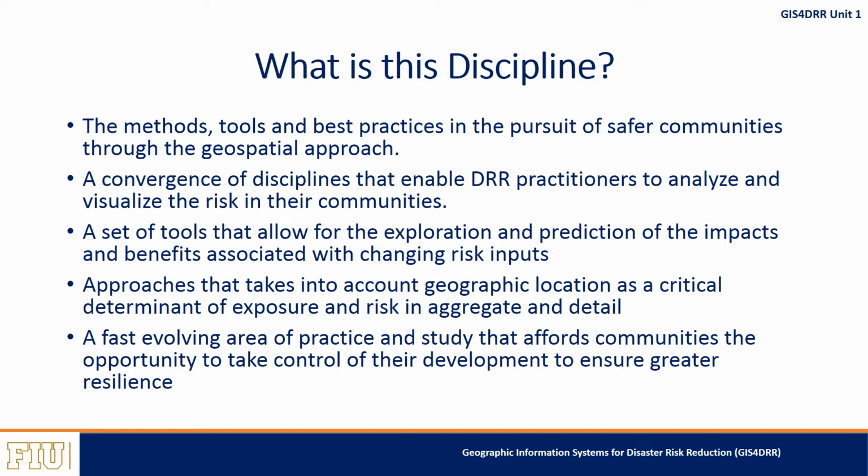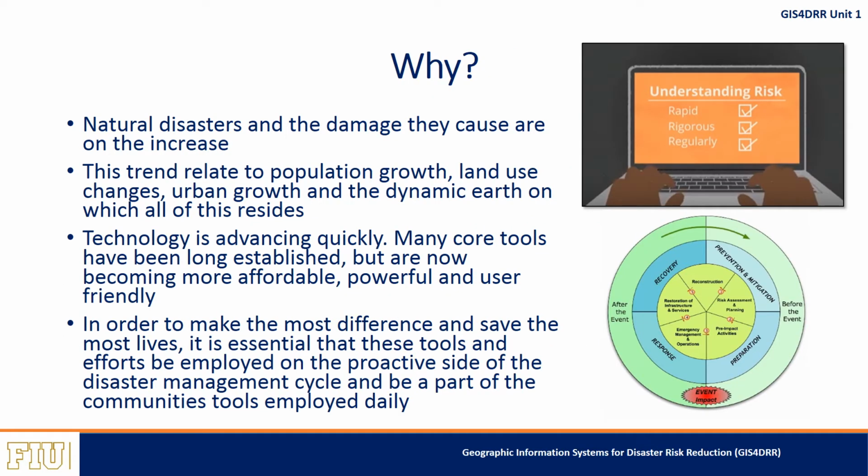GIS for disaster risk reduction is a concentration of the methods, tools, and best practices used in pursuit of safer communities. It leverages a wide range of skills and disciplines in the process and is structured to be inclusive of improvements as knowledge, technology, and understanding improve. In Unit 2, we'll take a deeper dive into GIS, but for now, this is a fast-evolving discipline that is allowing communities to take control of their risk awareness and with it, create a better understanding of how they may reduce that risk. Why are we proposing this?